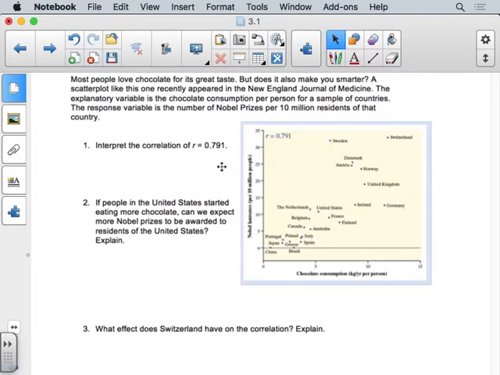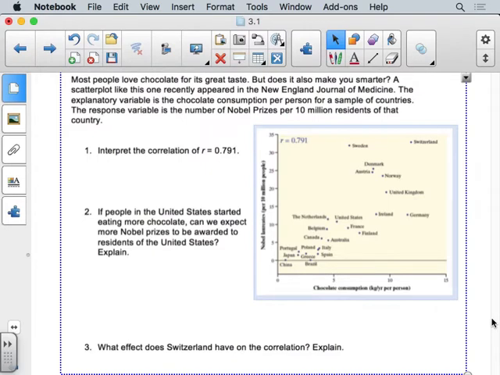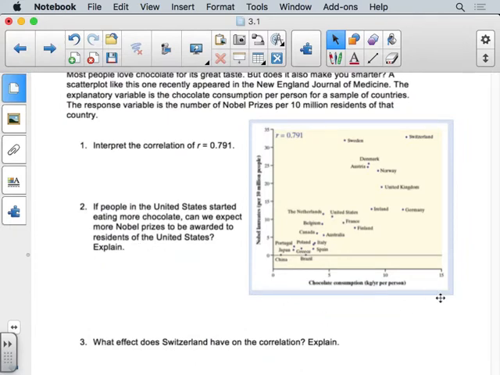So I'll just look at the check for your understanding. You don't necessarily have to write it down, but these are pretty decent. Interpret what this correlation of 0.791 means. That just means I have a fairly strong positive linear association between the chocolate consumed and the number of Nobel Prize winners. If the people in the U.S. started eating more chocolate, could we win more Nobel Prizes? No. We don't know that chocolate causes more Nobel Prizes unless we did some sort of experiment.